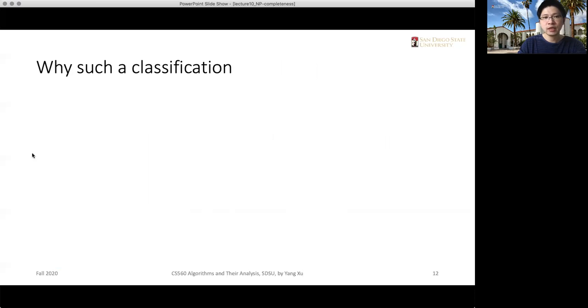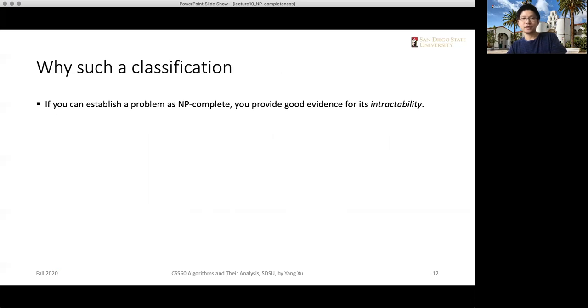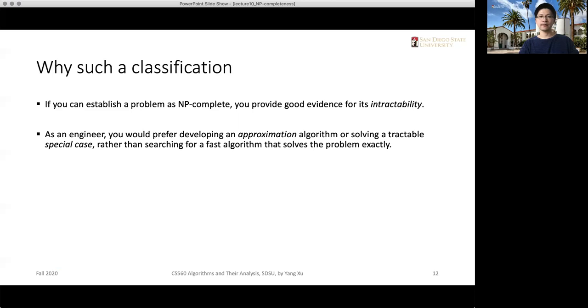All right, so we have provided the definitions for the three classes, and the purpose of having such a classification is that it helps us to identify easy problems versus hard problems. Okay, then if we can establish a problem as an NP-complete one, then we have very good evidence to say that this is an intractable problem.